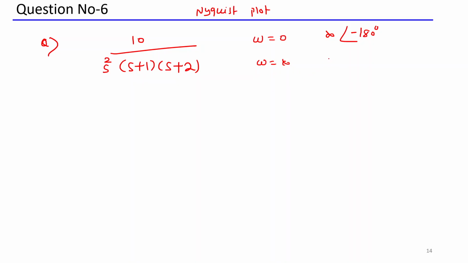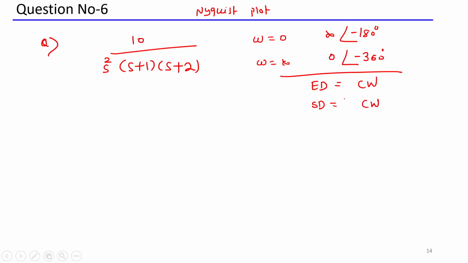At omega equal to infinity, what is the magnitude? 1 by infinity is how much? 0. So total how many poles are there? 4 poles. So minus 360. Now, what is the ending direction? Positive or negative? Positive, sir. Clockwise, right, sir? Starting direction, finite poles are there, clockwise, right?